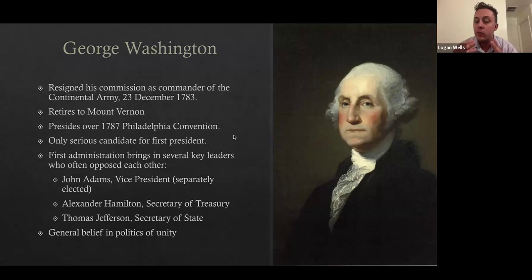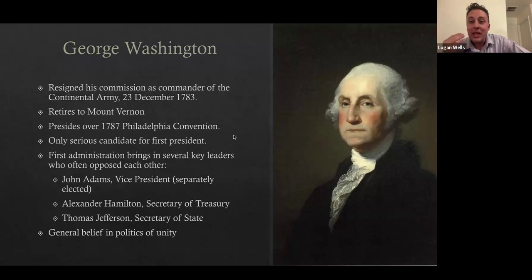Now, when the Constitution is ratified, one of the things that the Constitution calls for in Article 2 is for there to be a chief executive, right? That was one of the things the Articles of Confederation did not have. The Constitution did call for there to be a president, for them to serve a term of 4 years, and the only serious candidate was Washington, right?